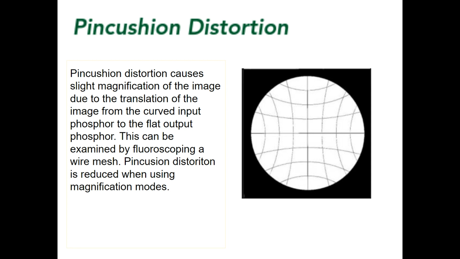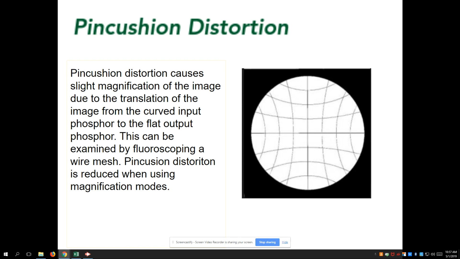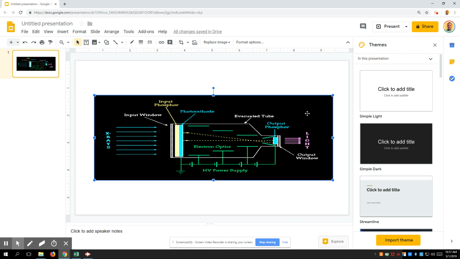And pincushion distortion is simply based on the mechanics of starting off with a light image that's symmetrical based on the input phosphor being round, but your output phosphor is square. It's basically like a one inch postage stamp. Right? I don't know if you get that from the picture here. Not really. It looks like it might be round, but this is not round.